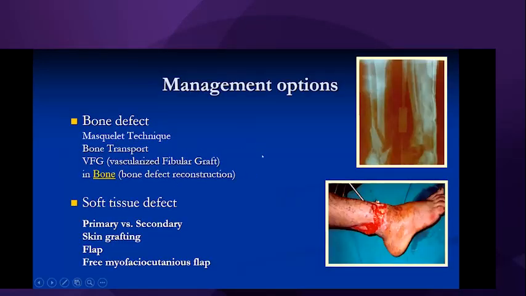Muscular technique, bone transport, and vascularized fibular graft are conventionally famous as a very good solution for bone defect reconstruction. On the other hand, for soft tissue reconstruction, primary versus secondary skin grafting, flaps, and fasciocutaneous flaps are successful in many instances.